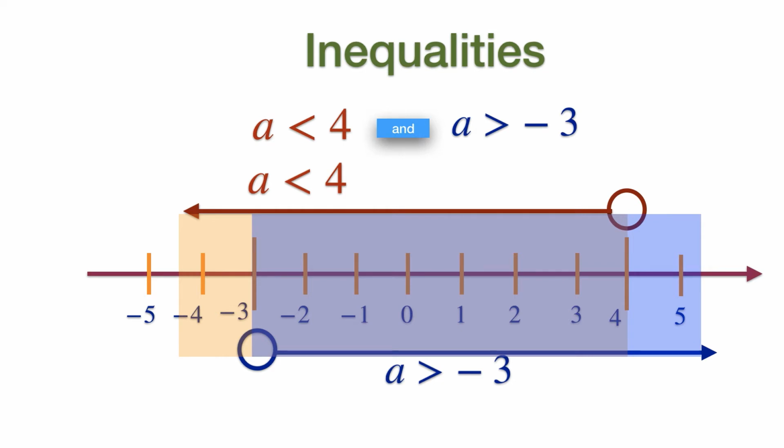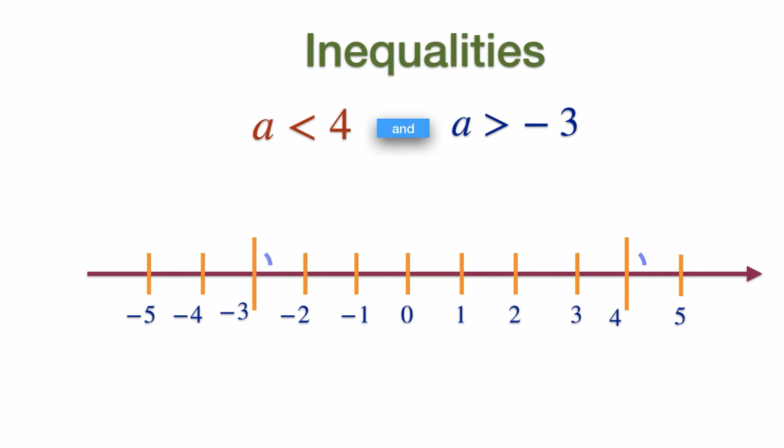The connective word "and" indicates that both the inequality a < 4 and a > -3 must be satisfied at the same time. This can only occur between -3 and 4. This is the intersection, or the common values, between the two inequalities.